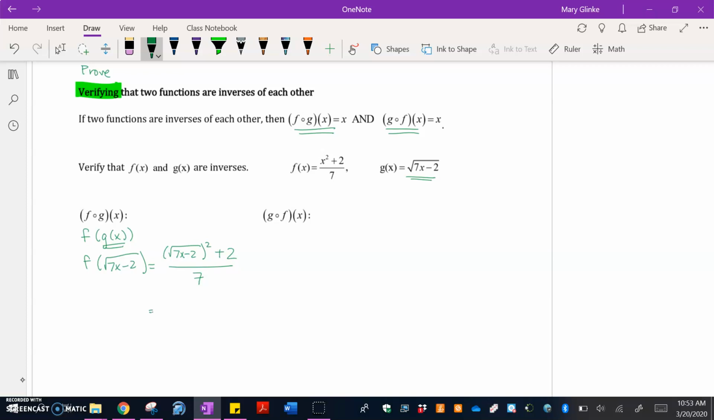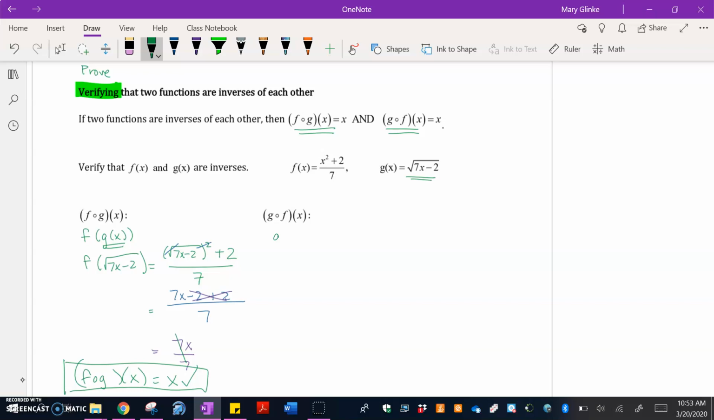Now the square root and the square are going to undo each other. So that's the first thing with the inverses, that these two are inverse operations because they undo each other. We're left with 7x minus 2 plus 2 over 7. So next, the minus 2 and the plus 2 undo each other. We're left with 7x over 7. And the last thing is that the 7 divided by 7, those undo each other. So when we did f of g of x, every operation got undone, and we were just left with x. That's our goal, is to just be left with x.